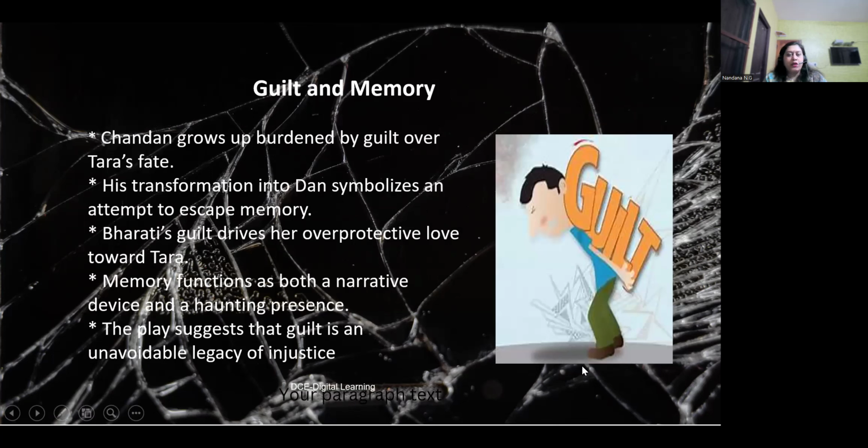Guilt and memory. Chandan grows up burdened by guilt over Tara's fate. His transformation into Dan symbolizes an attempt to escape memory. But however much you do, whatever alias or whatever name you change, you can never escape your past. And the guilt, the survivor's trauma that Chandan is struggling from, never helps him to live a normal life. Bharati's guilt drives her overprotective love towards Tara. Memory functions as both a narrative device and a haunting presence. The play suggests that guilt is an unavoidable legacy of injustice.